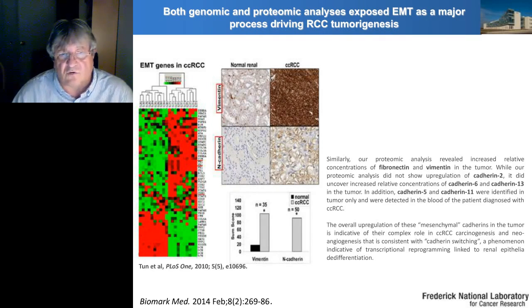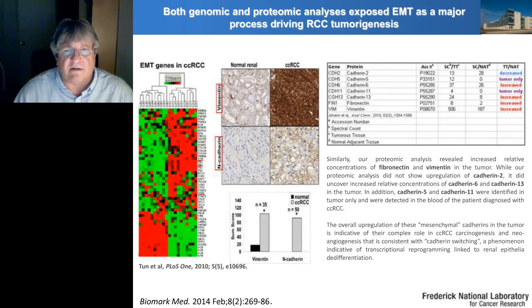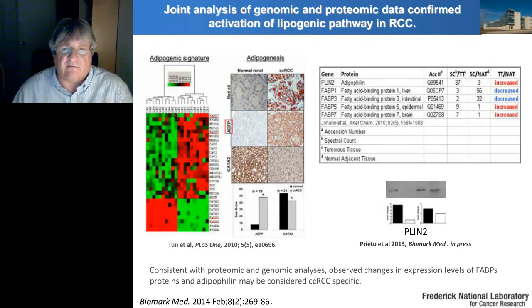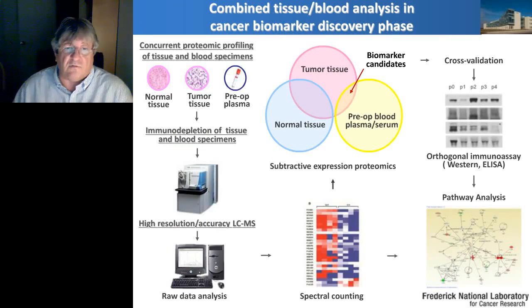We use this just to show the proof of principle that our experimental design gives data which can be of high relevance to the pathology under study. And also this lipogenic pathways activation, this group also did immunohistochemistry on adipophilin, as we have done using our Western. And there are also other proteins, fatty acid binding proteins, different isoforms, differently expressed in renal cell carcinoma versus normal tissue.